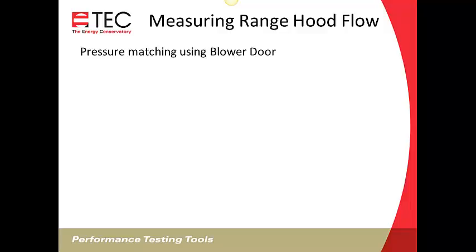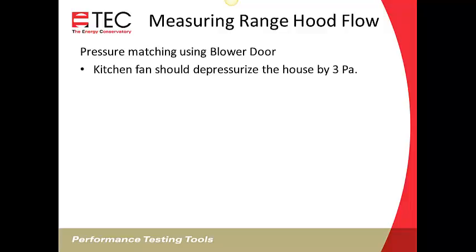And then the third one was pressure matching using our blower door fan. If we're going to do that, in order to get an accurate reading, we're going to want the kitchen fan to be able to depressurize the house by 3 pascals. So the kitchen fan should change the pressure in the house by 3 pascals. And if it does, then we've got a good candidate for this method.